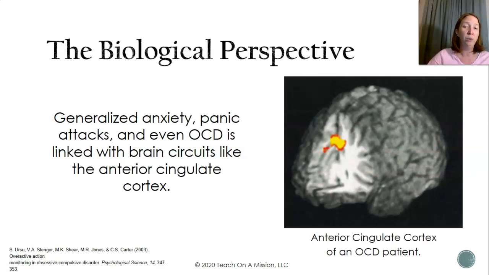malfunctioning in the anterior cingulate cortex. That is one thing that they've been able to tell in the brain, that this is an area of the brain that is different compared to someone that does not have one of these disorders. All right, that is it for anxiety disorders and the like.